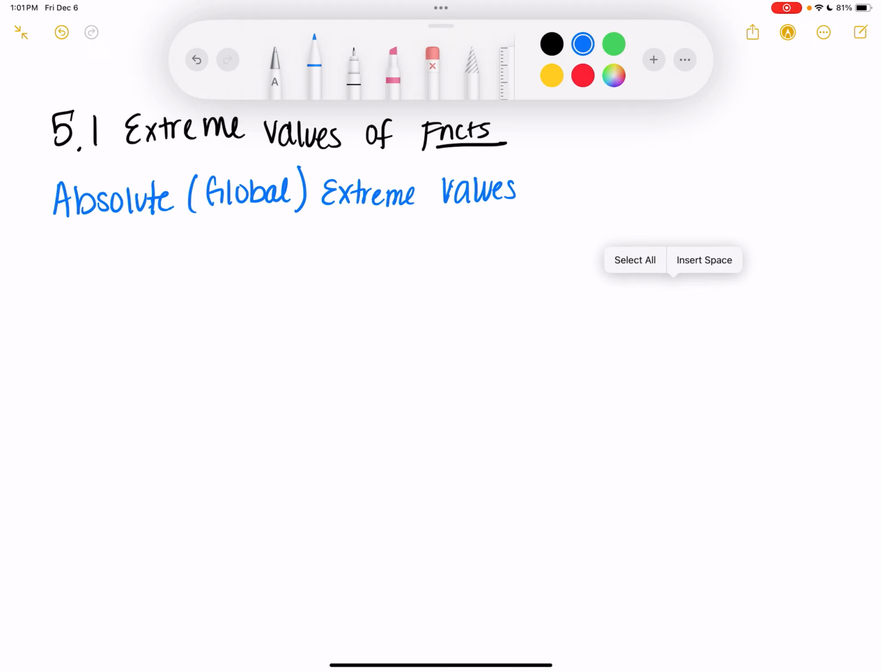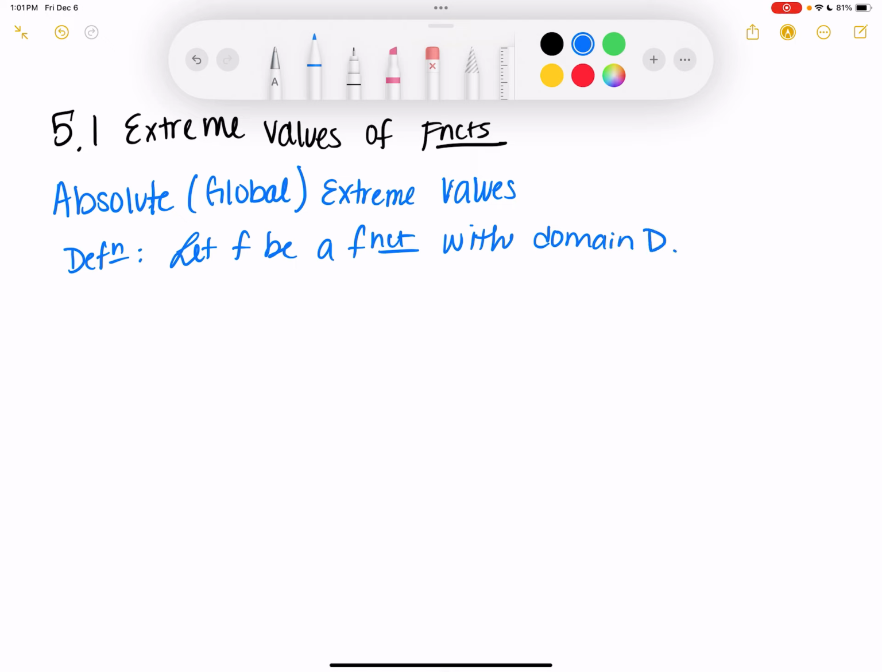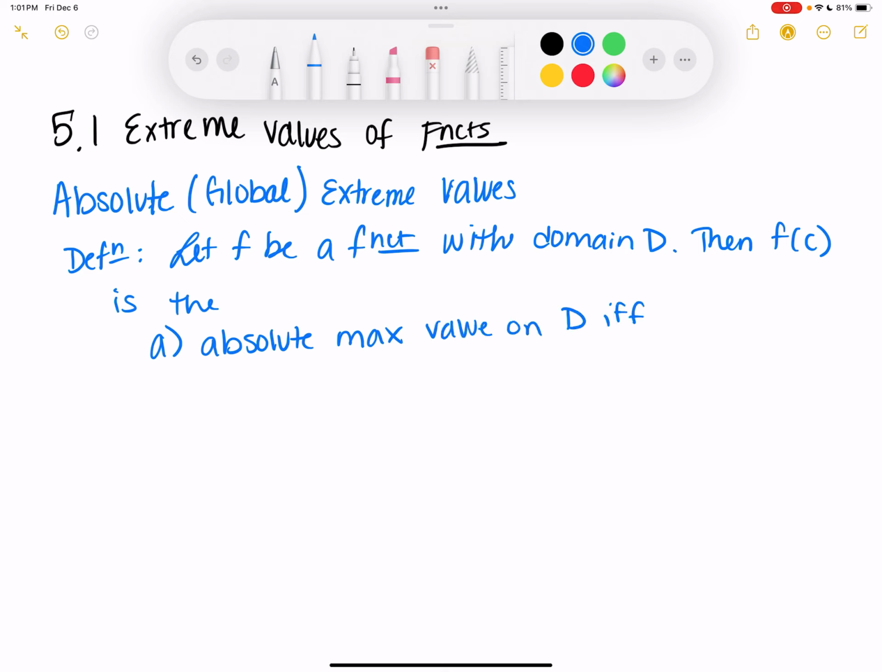So the definition for this is: let f be a function with domain D, then f of c is the absolute max value on D if and only if, that's what IFF is, f of x is less than or equal to f of c for all x as an element in the domain.